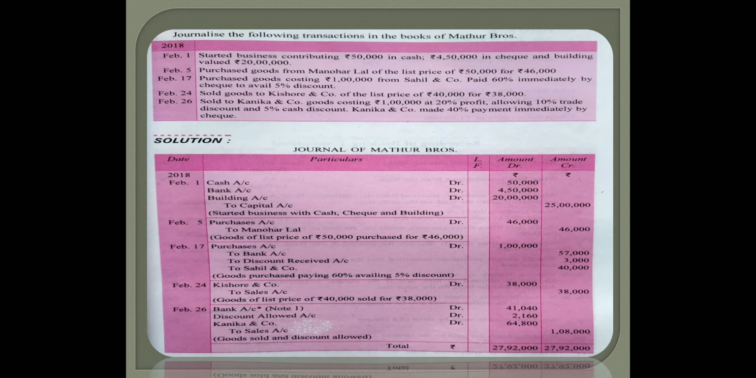So we will write purchase account debit to Manohar Lal. We will not add the word account in the name, so we will write to Manohar Lal and the amount will be 46,000. And on 17th February, purchased goods costing 1 lakh rupees, so we will write here purchase account debit 1 lakh.